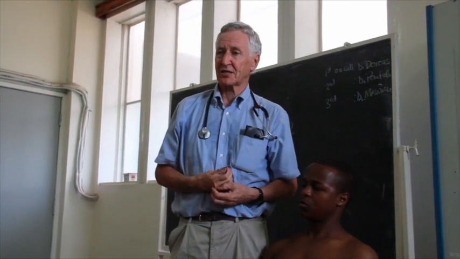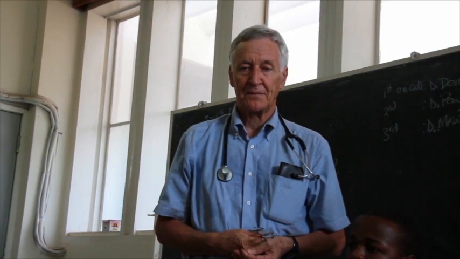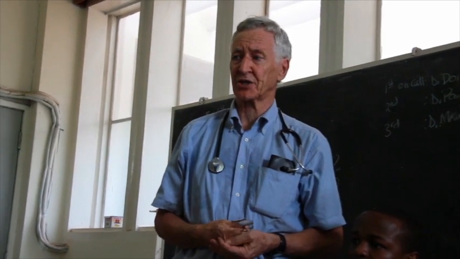Dullness is usually associated with consolidation or pleural effusion or fibrosis. Resonance, on the other hand, is associated with pneumothorax or emphysema, and of course, stony dull is associated with pleural effusion. That completes percussion.